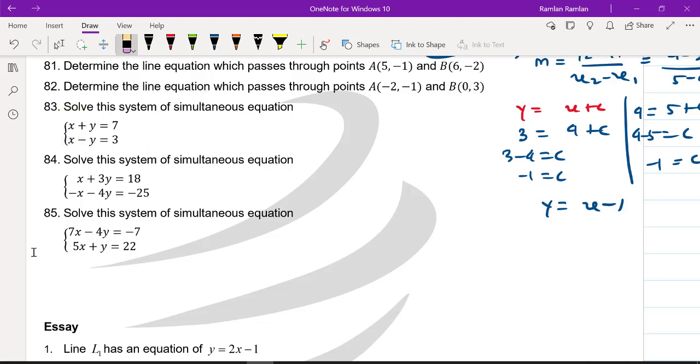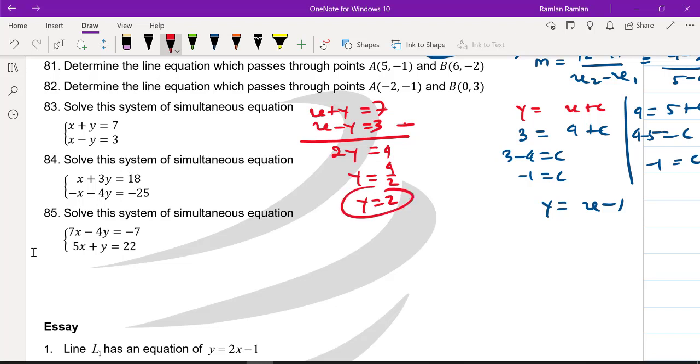So I'm going to subtract those two equations. x plus y equals 7, and x minus y equals 3. Now if I subtract that, x minus x is just 0, eliminating x, and y minus negative y is 2y, and then 7 minus 3 is equal to 4. So you can see that dividing both sides by 2, you'll get 4 over 2, which equals 2.